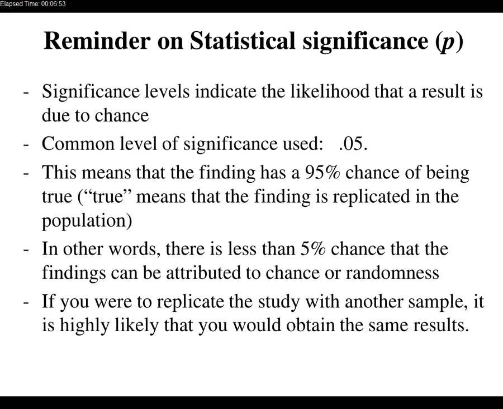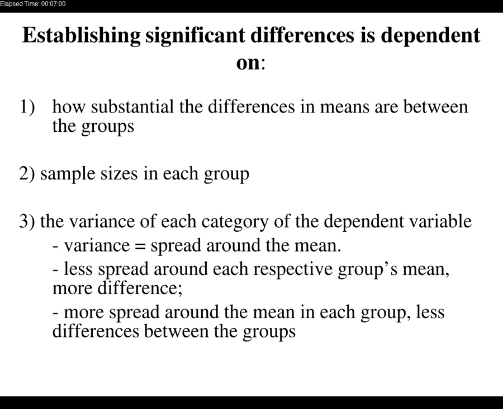And if you were to replicate the study with another sample, it is likely that you'd obtain the same results. So establishing significant differences is dependent on these three things: how substantial the differences in means or averages are between the groups, the sample sizes in each group, and the variance of each category of the dependent variable, or DV. The variance equals the spread around the mean.